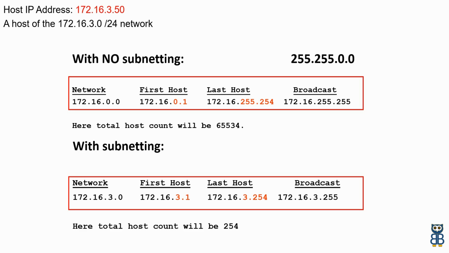The broadcast address of the subnet will be 172.16.255.255. If we consider the subnetting method, the network mask will be 255.255.255.0 or /24. And the network ID will be 172.16.3.0. First usable IP address of the subnet will be 172.16.3.1. Last usable IP address of the subnet will be 172.16.3.254. The broadcast address of the subnet will be 172.16.3.255.